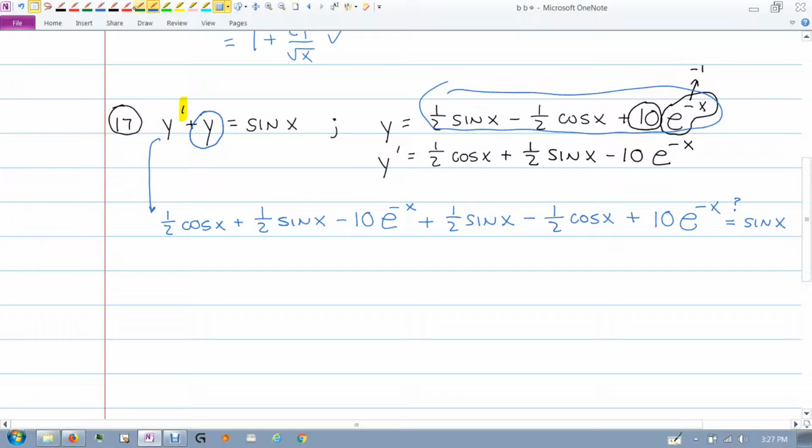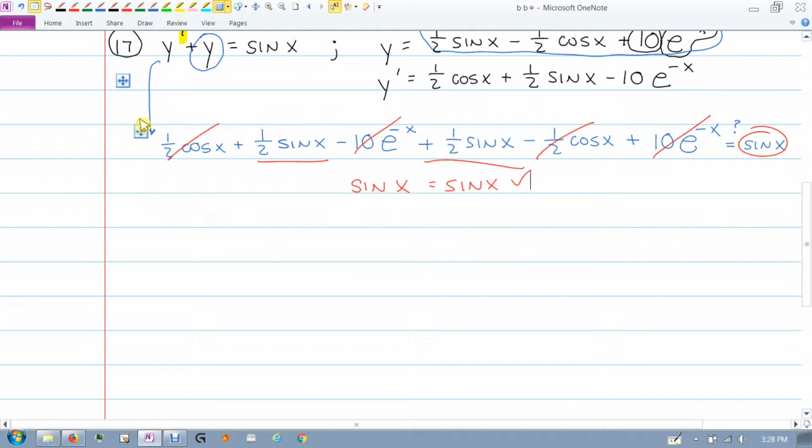So let's see, I'm sure things are going to cancel here. I've got the half cosine x, negative half cosine x gone. The negative 10 e to the negative x is gone with the 10 e to the negative x. And I just have these two terms that are the same, where I add them up together, and half plus half is a whole, so you've got an entire sine x here, and that does equal the other side. Check. All right, looking good.